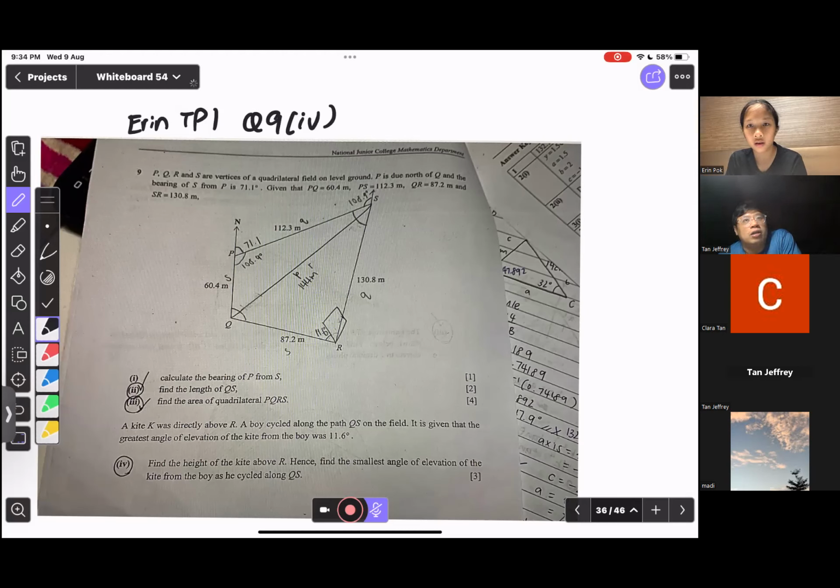Then I directly find R. So this guy flies a kite. I cycle along the path QS. The smallest angle of elevation. The greatest angle of elevation. Okay, have you found the height above R? Let me see. You have found the height above R.